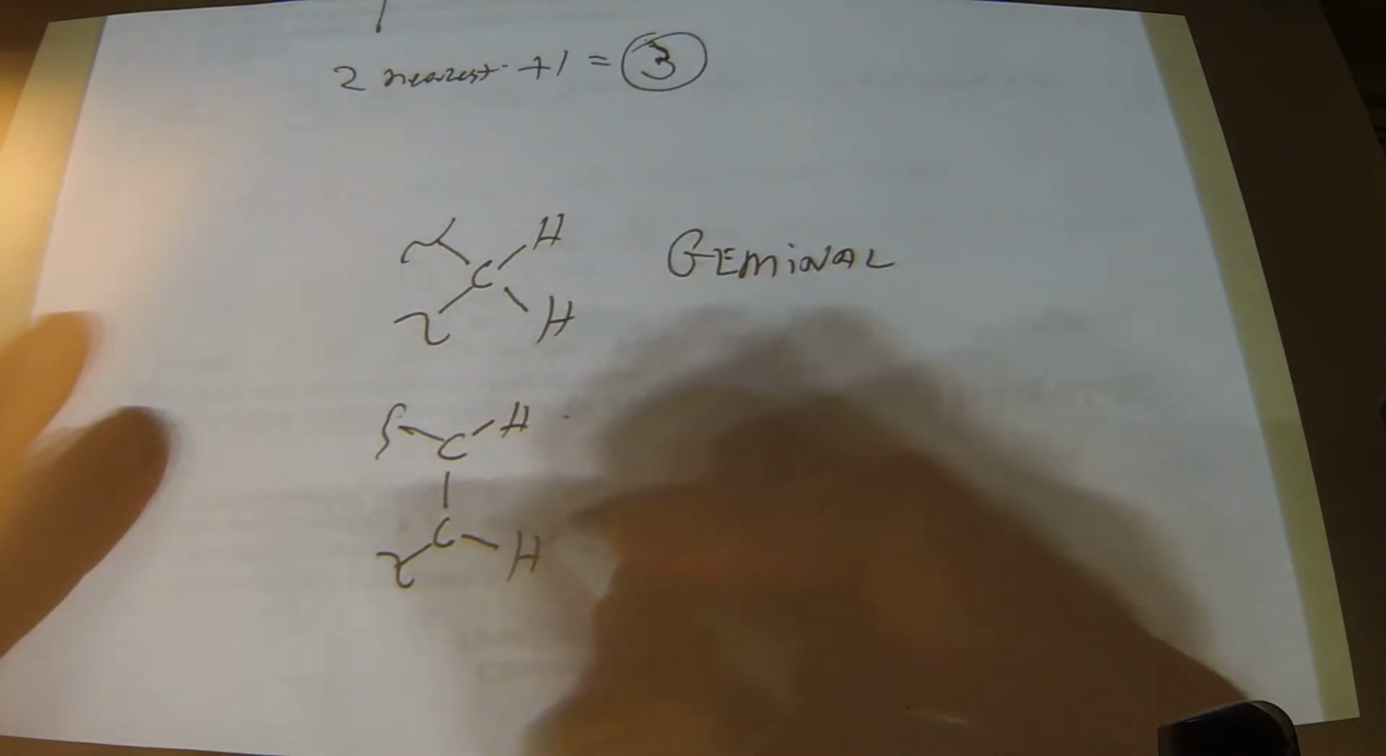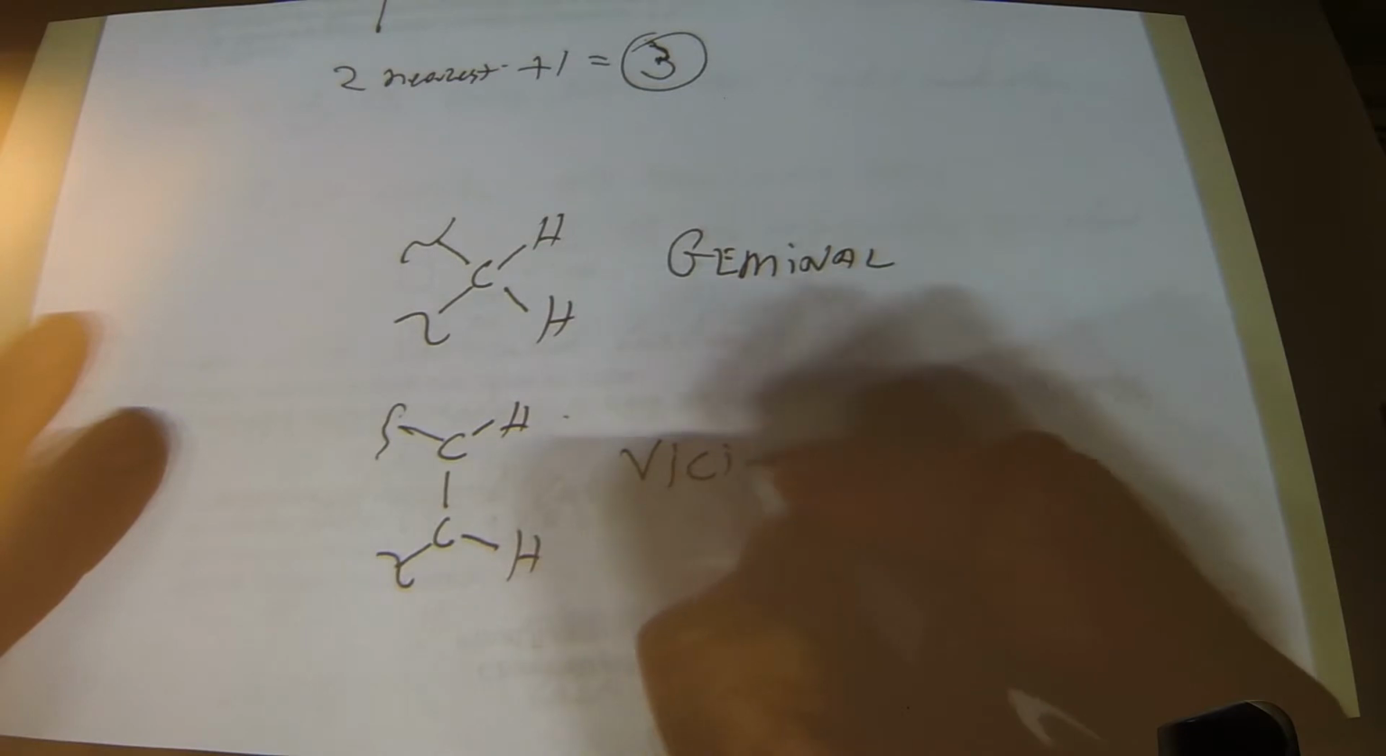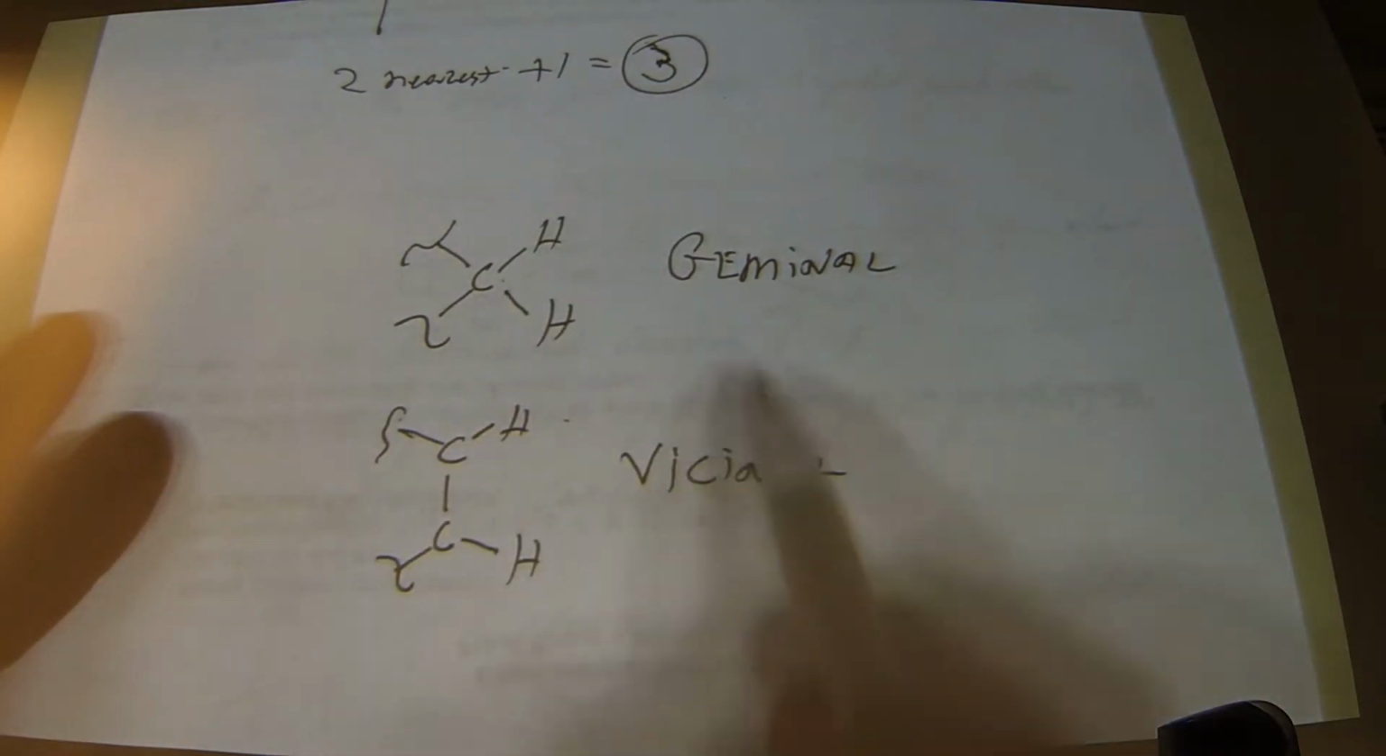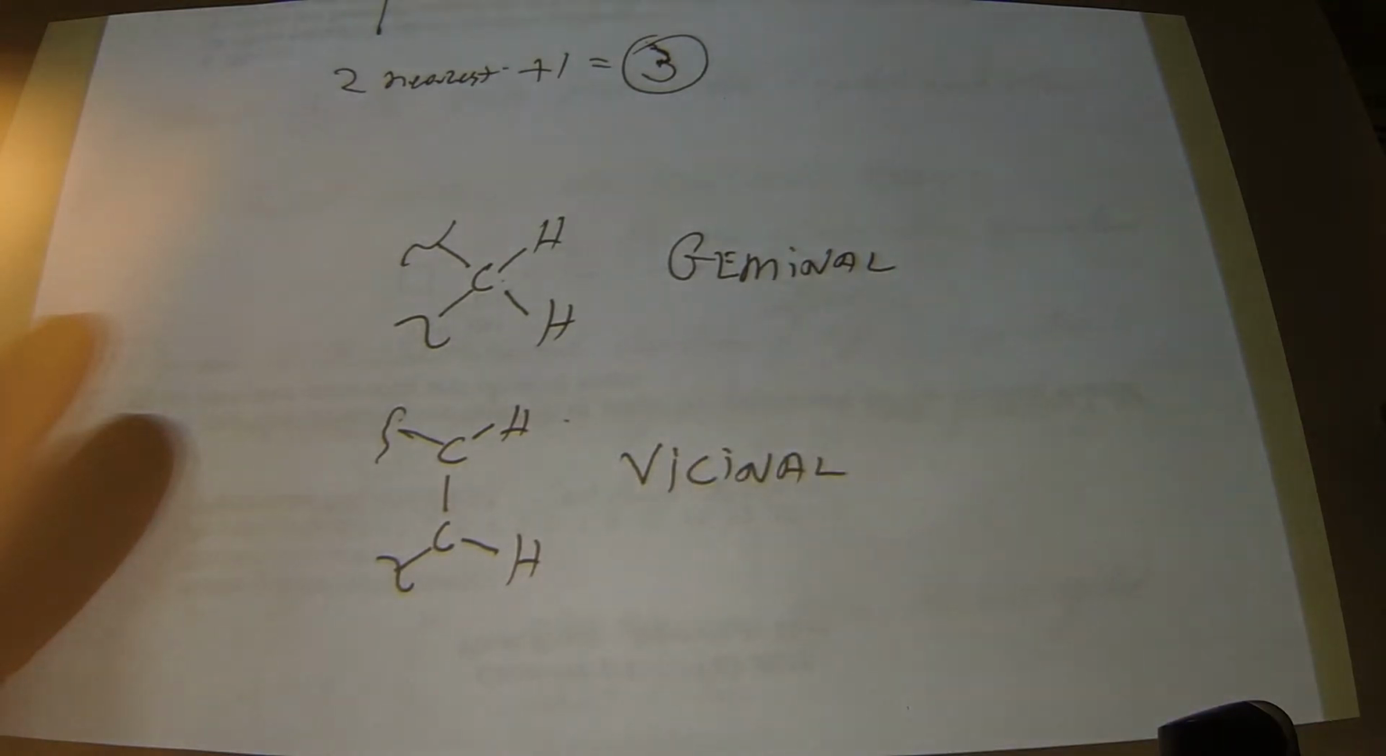And these will couple. This is known as vicinal coupling. So they're neighbors. So either they're on the same carbon or neighboring carbons. These are the kinds of coupling we're going to see.